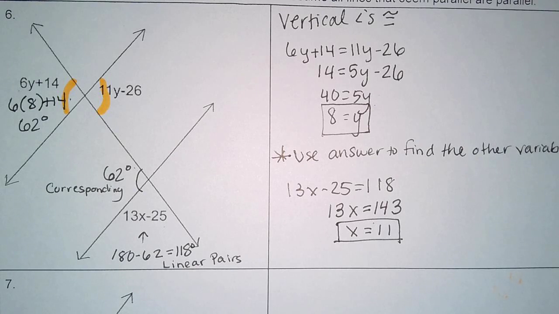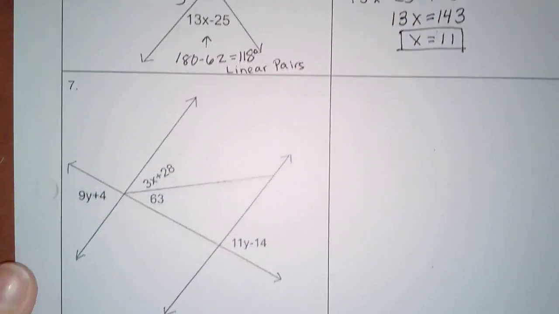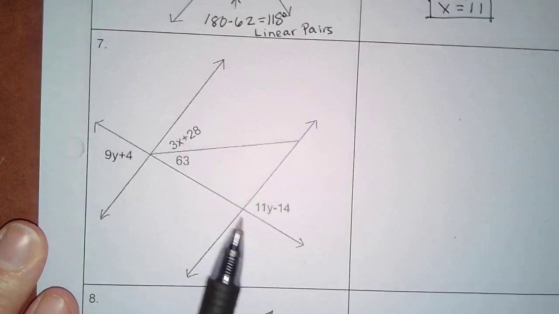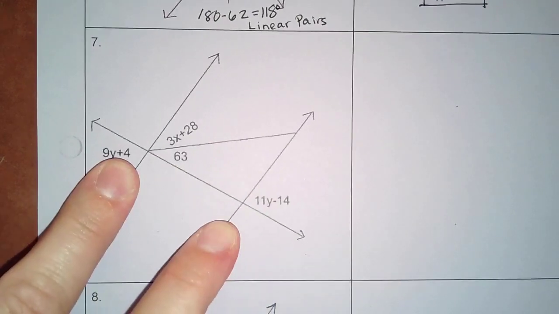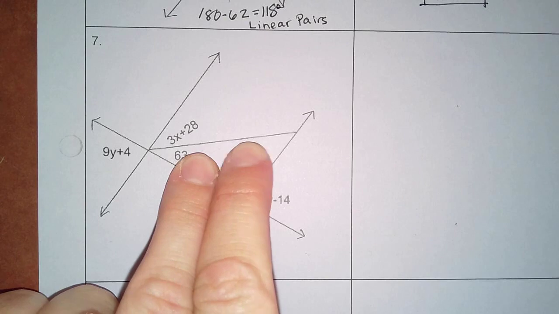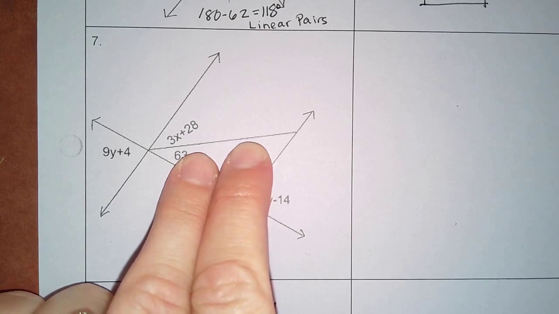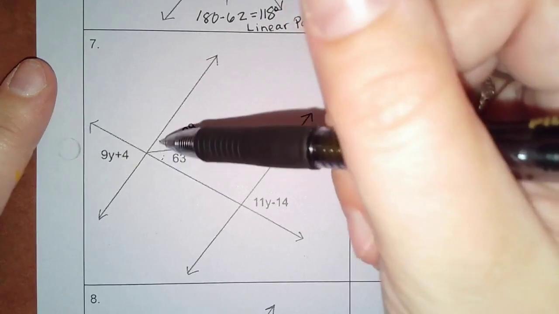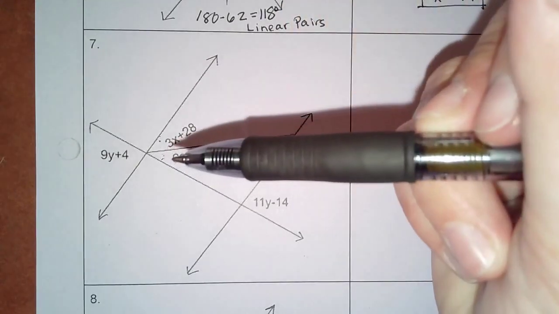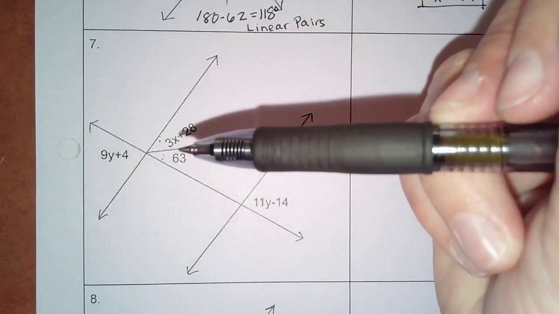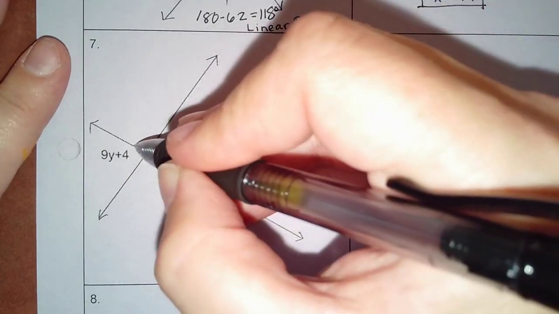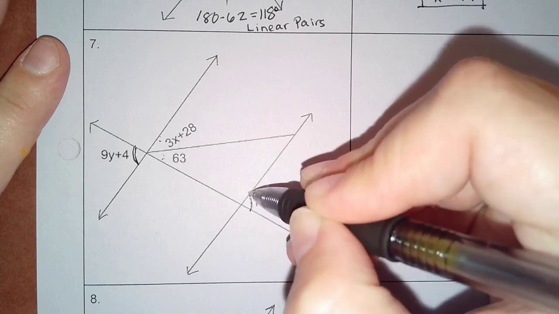Number 7. There's a lot going on here. When I look at number 7, I see this transversal cutting through 2 parallel lines. This extra segment here is all that is, an extra segment. What it's here for is to cut this angle here into two pieces, not necessarily equal pieces, and it's not necessarily drawn to scale. Okay, so I'm going to start out by looking at my y's because there are two y angles.